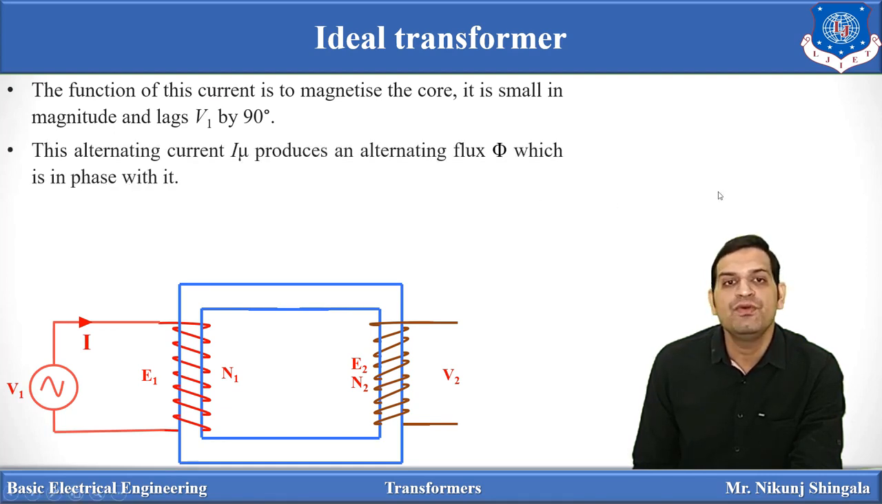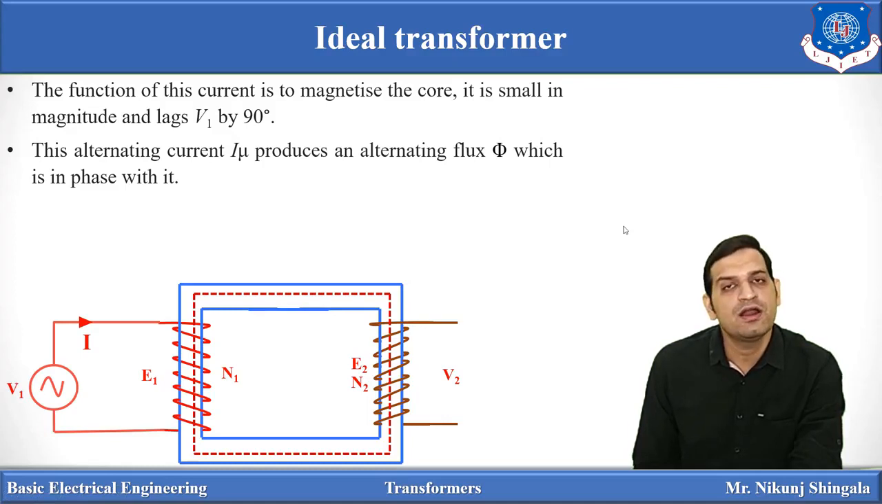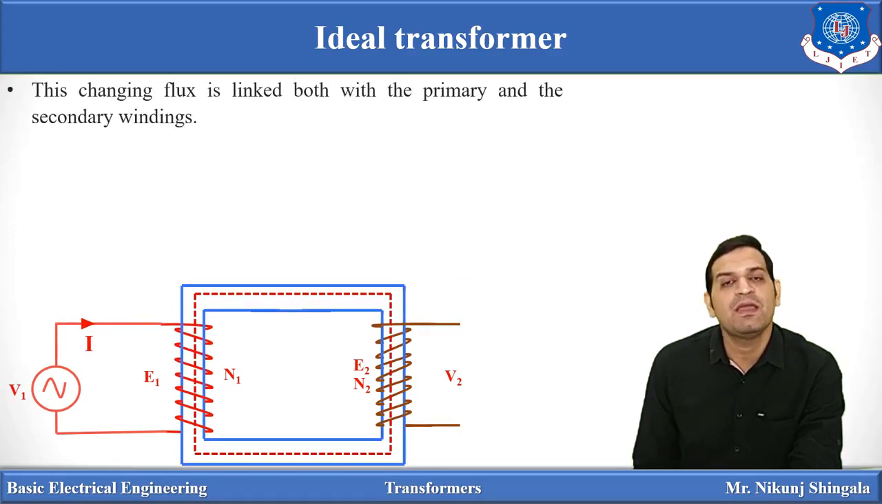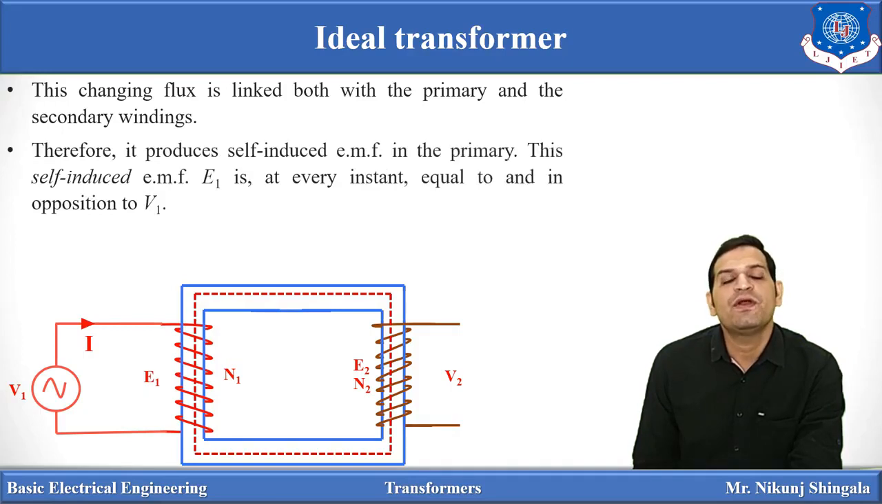The alternating current I mu will produce alternating flux in the coil. Now flux is dependent on the alternating current. As the current increases, flux increases; as I mu decreases, flux will also decrease. So flux phi produced will be in phase with I mu. Now this changing flux gets linked with the primary and secondary winding, and according to Faraday's law of electromagnetic induction, it will produce self-induced EMF in the primary winding, which is given by E1, and E1 will be every time equal and opposite to V1 according to Lenz's law, because according to Lenz's law, the EMF induced will oppose the cause of its production.